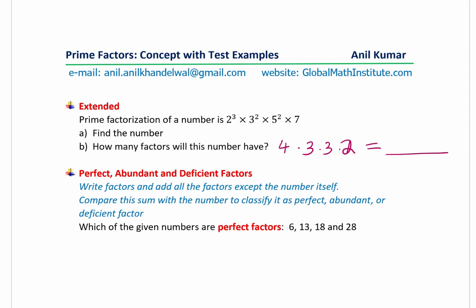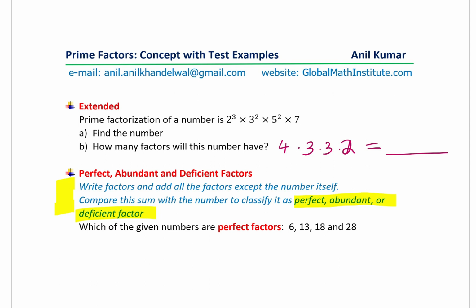Correct? Now, very interesting part here is perfect, abundant, and deficient factors. Now, this is only for those students who want to learn a bit more. It says, write factors and add all factors except the number itself. Compare this sum with the numbers to classify as perfect, abundant, or deficient. Which of the given numbers are perfect numbers? 6, 13, 18, and 28.